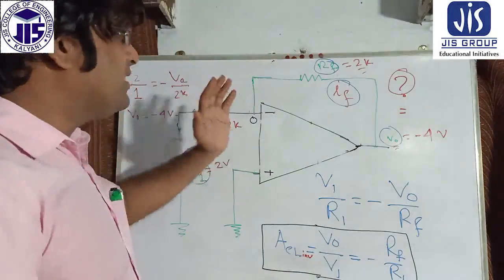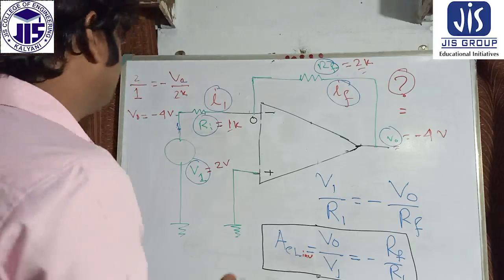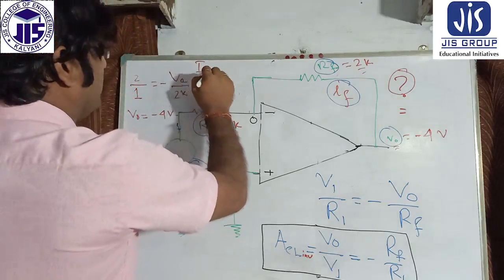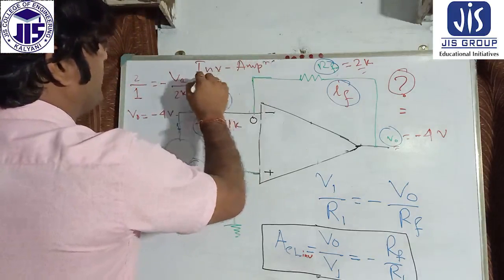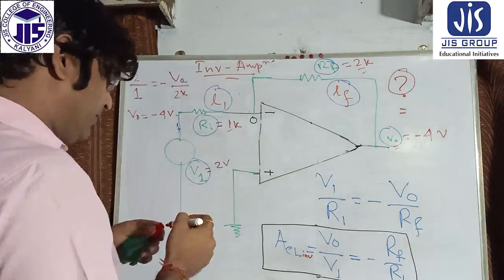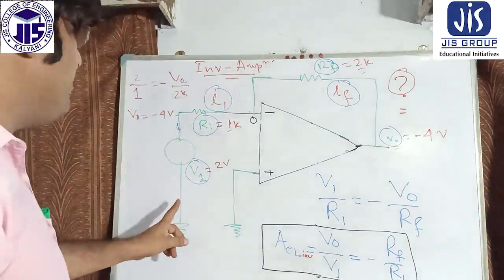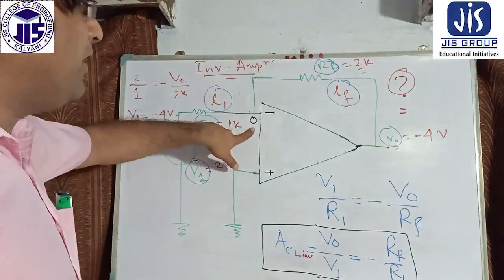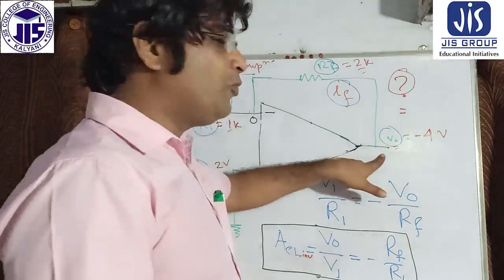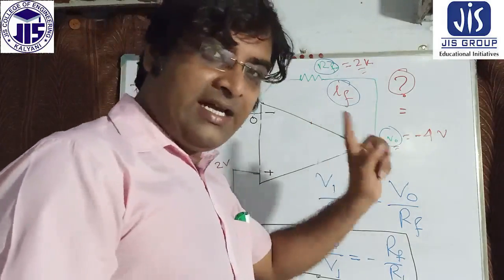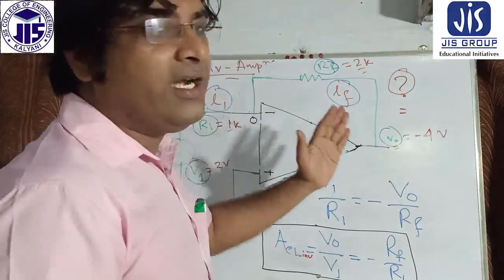So this is the representation of the inverting amplifier. Why is it called an inverting amplifier? Because of two causes. One is that I am introducing the input signal in the inverting terminal, and for that reason the output I am getting is the inverted voltage. That's why we can say it is the inverting amplifier.